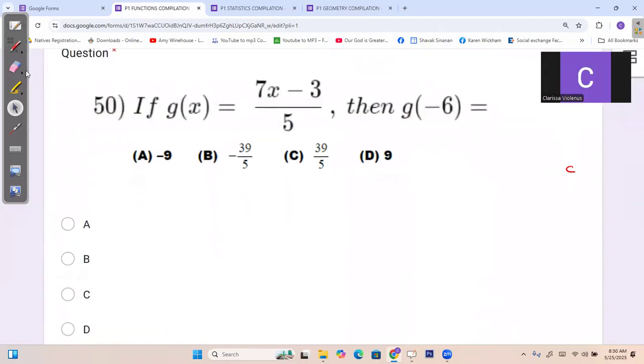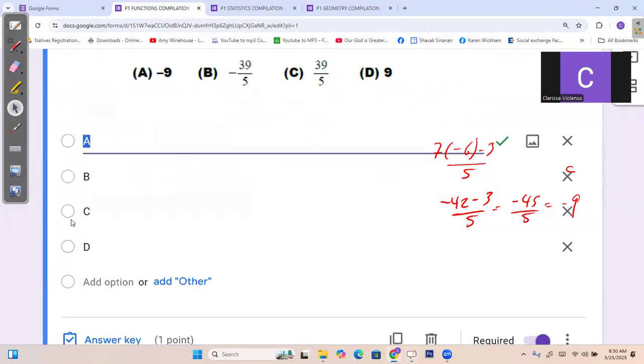So it says if this is that, so this is just a substitution question. 7 times negative 6 minus 3, over 5. Okay, so 7 times negative 6 is negative 42, minus 3, over 5. So this is negative 45 over 5, which is negative 9. So your answer is A.